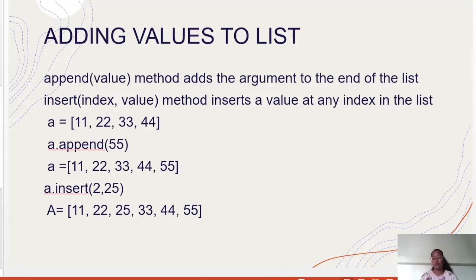Now, using the insert method on the same list. A.insert(2, 25). Here 2 is the index where 25 has to be inserted. We can see that A equals 11, 22, 25, 33, 44, and 55. 25 is inserted exactly at the second position, or the second index, as we had mentioned.